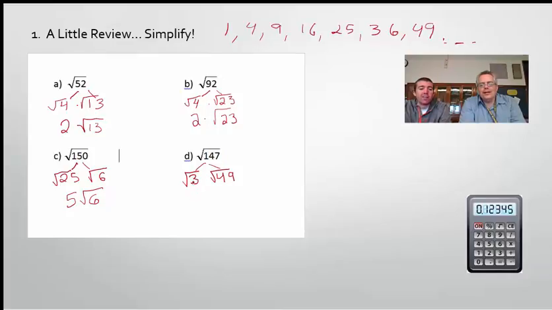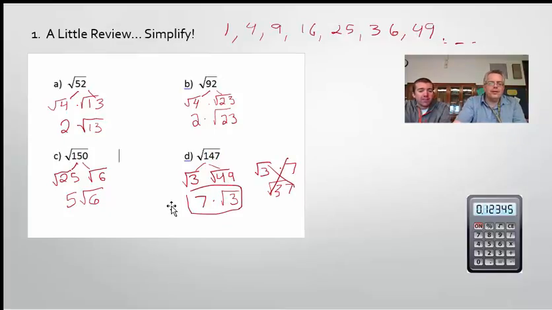Obviously you can't take the square root of 3. You can, but it's ugly. So square root of 49 gives me 7 times the square root of 3. So if you write it backwards, you gotta realize it's the one that's the perfect square you can take the square root of. Just make sure that you separate them, because otherwise it looks like the square root of 37, and that's not going to help us out at all.